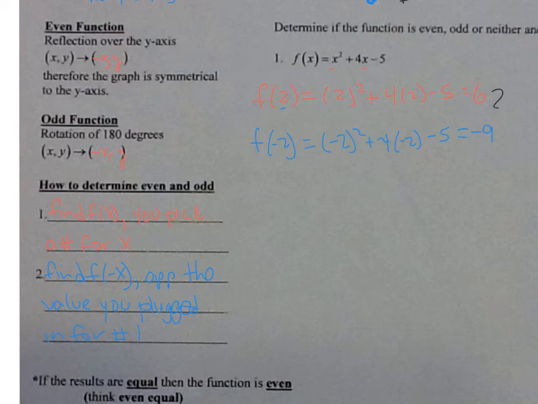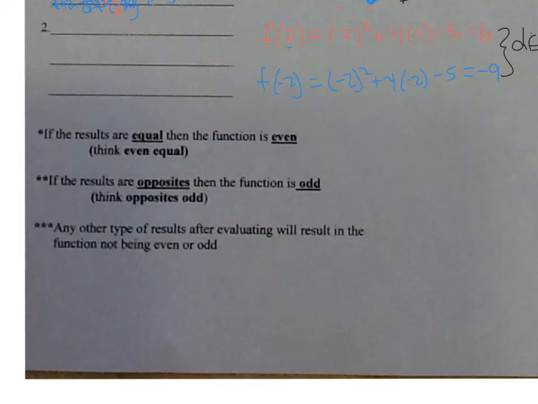Now, what do you notice about these? They are different. So take a look down here. If the results are equal, then the function is even. So you think even, equal. If the results are opposites, then the function is odd. Opposites, odd. If you get any other types of results after you evaluate, then it's neither even nor odd. So since these are two completely different numbers, they're not the same and they're not opposites, this function is neither even nor odd.